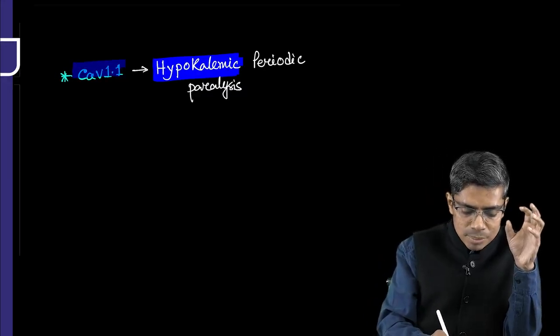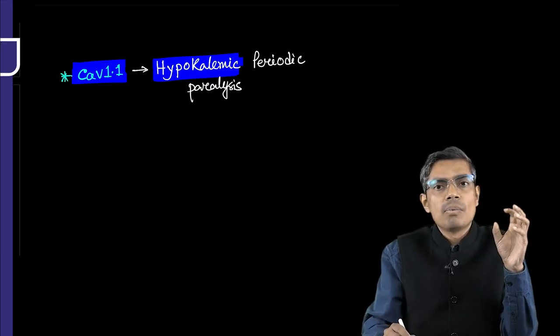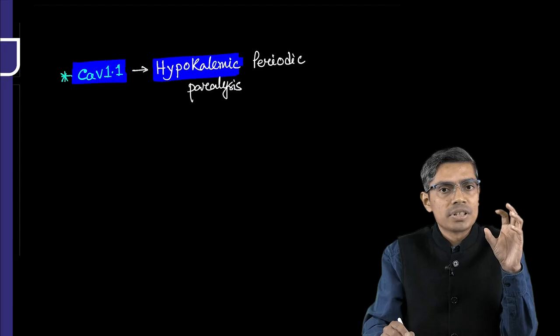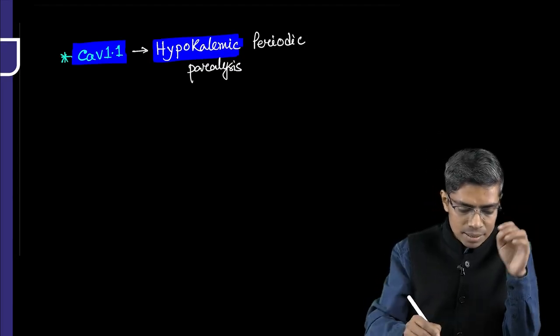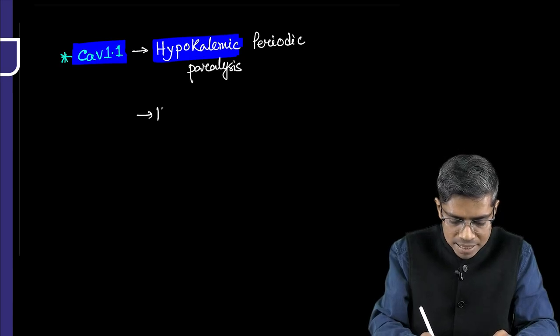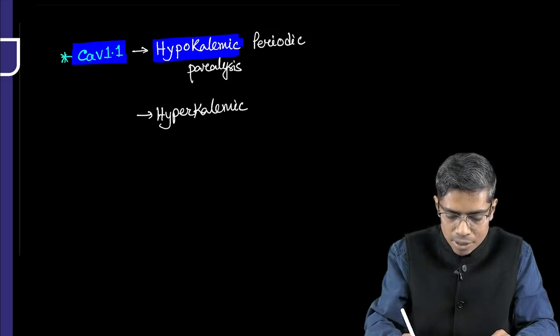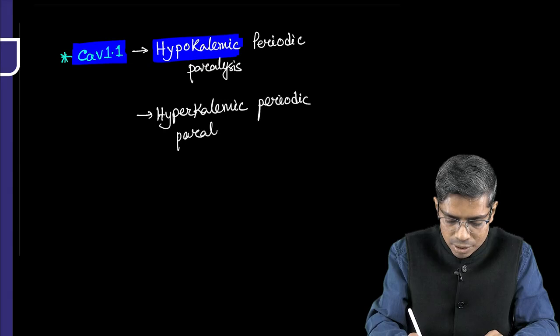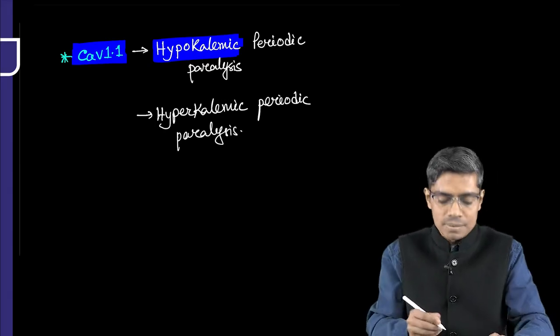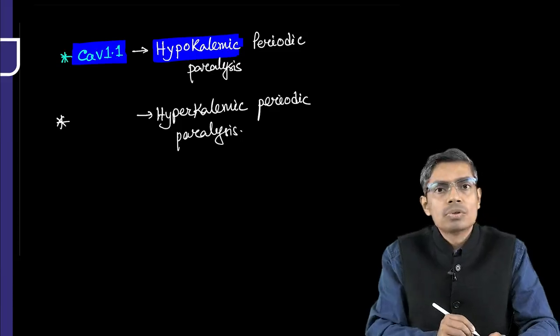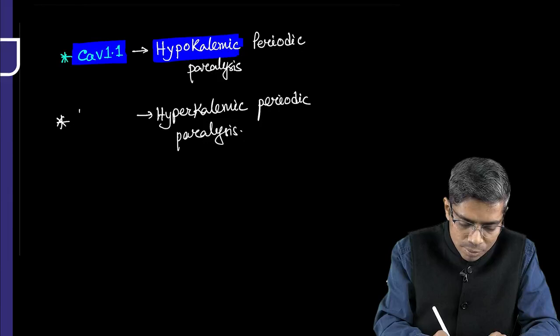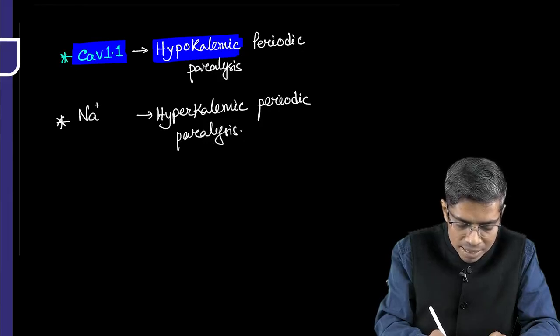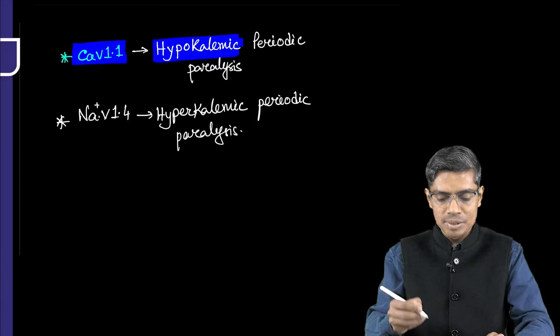The channel which is getting mutated in this disorder is CAV1.1. So this is a calcium channel mutation disorder, hypokalemic periodic paralysis. But if you look at hyperkalemic periodic paralysis, again a similar form of periodic paralysis, but this disorder occurs whenever the blood potassium is very high. This is due to a sodium channel mutation, the voltage gated sodium channel NaV 1.4.